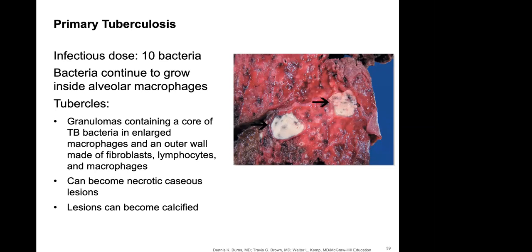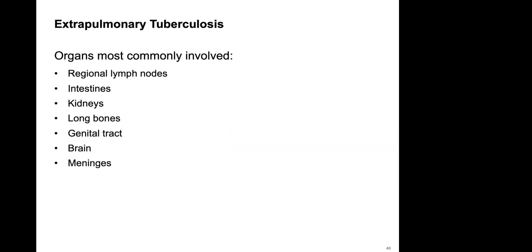Primary tuberculosis, the infectious dose is very small. You only need about 10 bacterial cells. The bacteria continue to grow inside the alveolar macrophages, and you can end up with granulomas, which contain a core of TB bacteria in the enlarged macrophages and an outer wall made up of fibroblasts, lymphocytes, and macrophages. They can become necrotic caseous lesions, and then these lesions can eventually calcify.